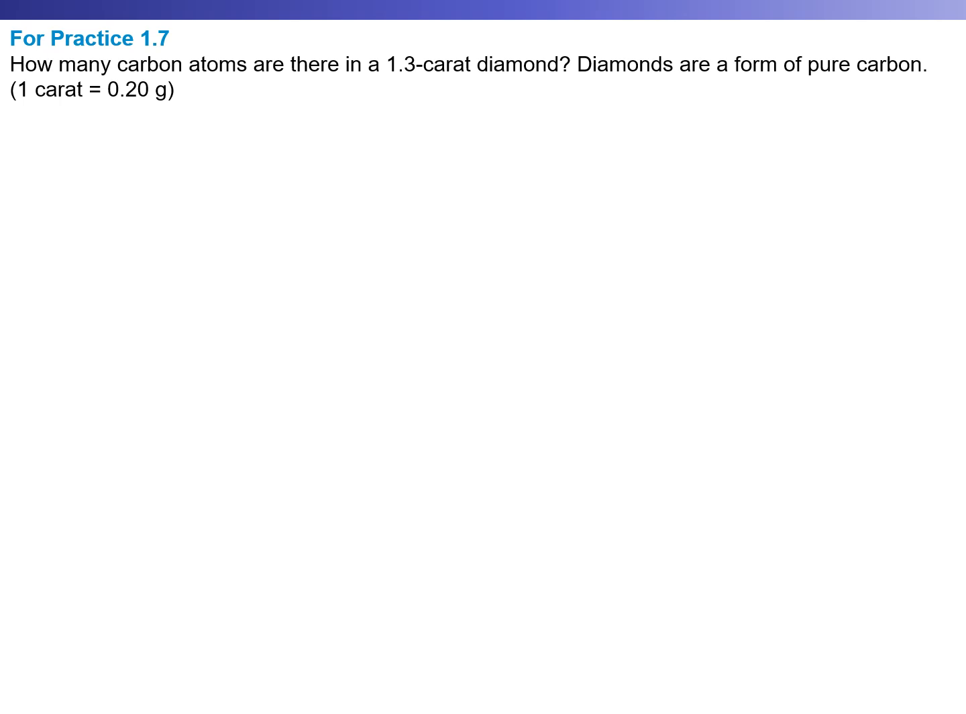So, as always, I like to take what I'm given and write that down. Just go ahead and identify everything. So I know that I'm given 1.3 carat of diamond, and I'm being asked to tell how many carbon atoms that is, and I'm being given this lovely clue that 1 carat of diamond is equal to 0.2 grams of carbon.